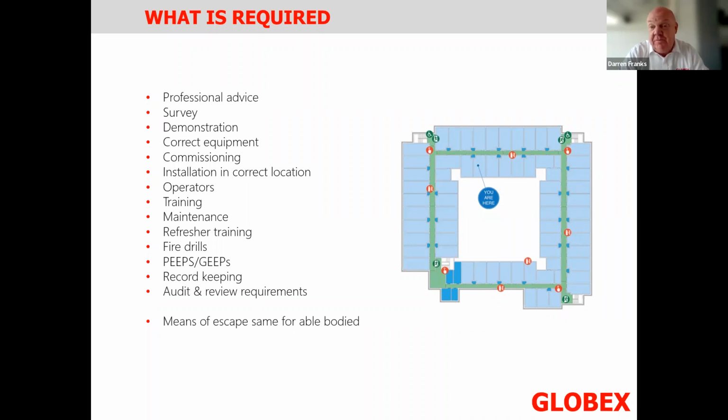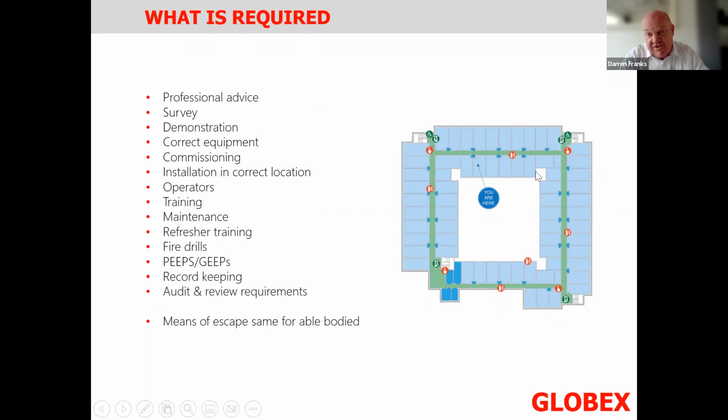It may be that you've got more people on a particular floor than you had the previous year. So again, this needs to be something that's live and reviewed, and if you need additional equipment or additional staff to assist with the training. As I said earlier, means of escape should be the same as with able-bodied persons. It shouldn't be discriminatory.